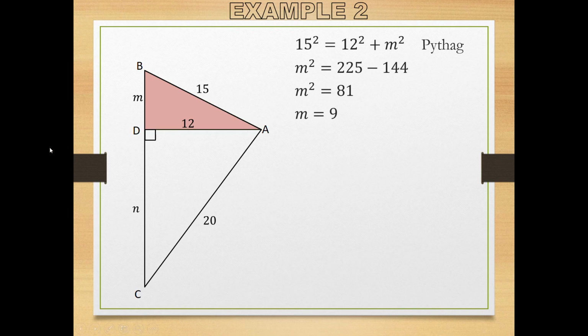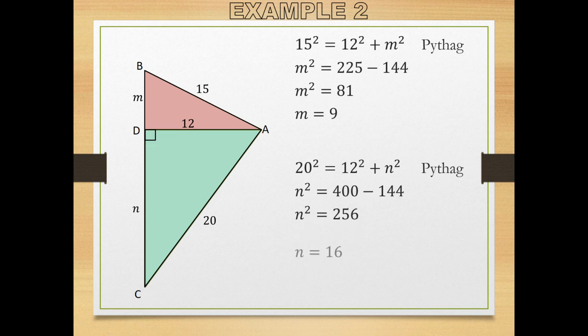Alright, this one here, my hypotenuse is 20 because it's opposite the right angle, so 20 squared will be equal to 12 squared plus n squared, Pythag. Okay, so 20 squared will give me 400. 12 squared is 144, so I subtract the 144, and I'm going to get 256, and if I square root that, n is going to be 16.